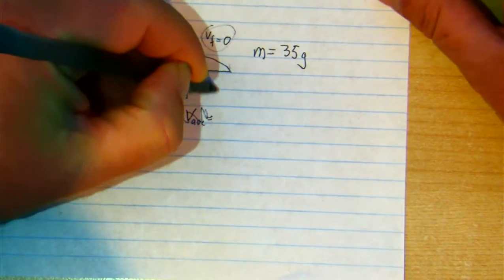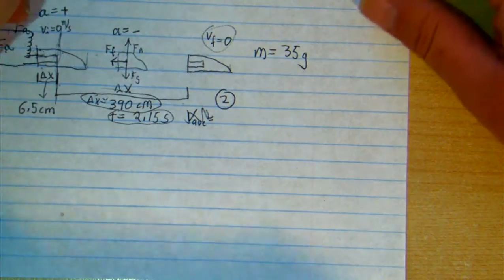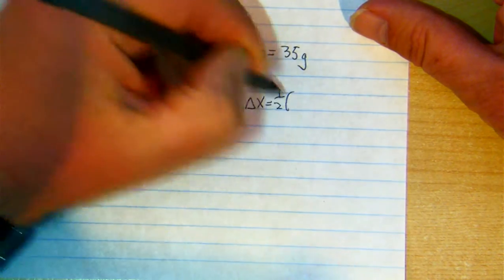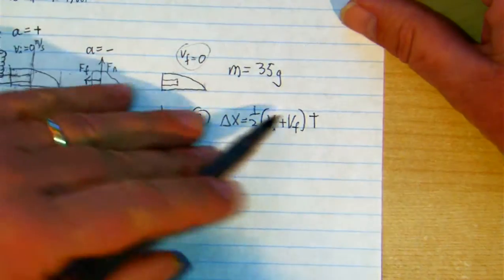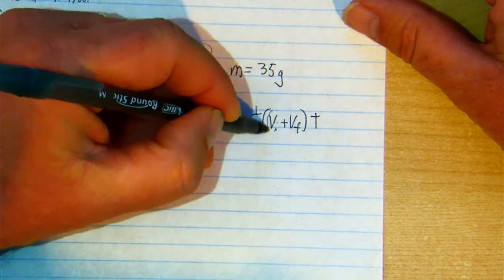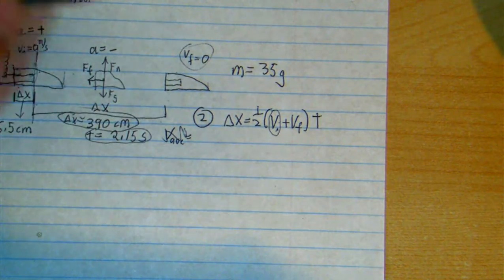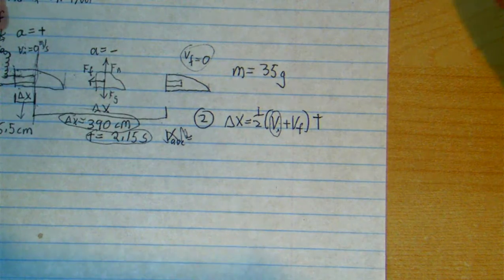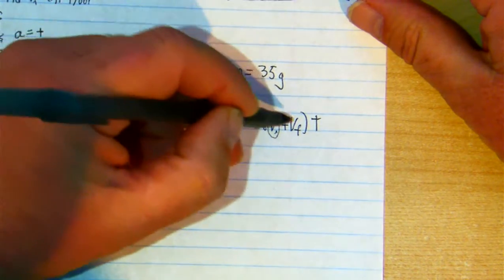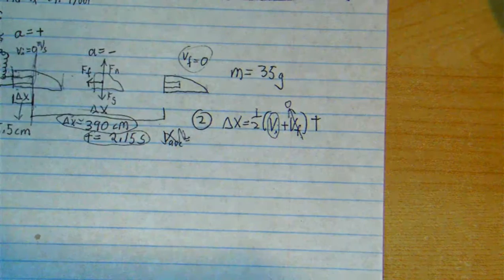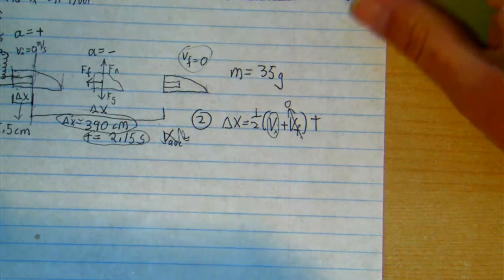And the one to use is the second kinematic equation of motion. Delta x is equal to 1/2 (initial velocity plus final velocity) times time. There's only one unknown here, and that is the initial velocity. So if I rearrange this equation and solve for initial velocity, I'm good to go. And before I do too much rearranging, I'm going to remind you that the final velocity is 0. So I'm not going to carry that around too much.